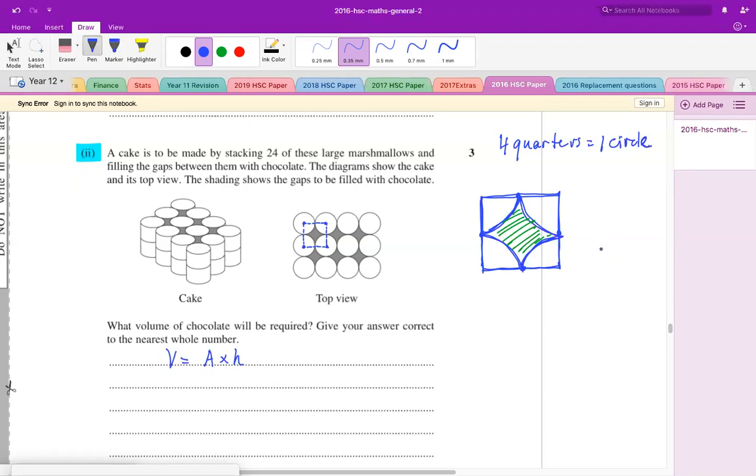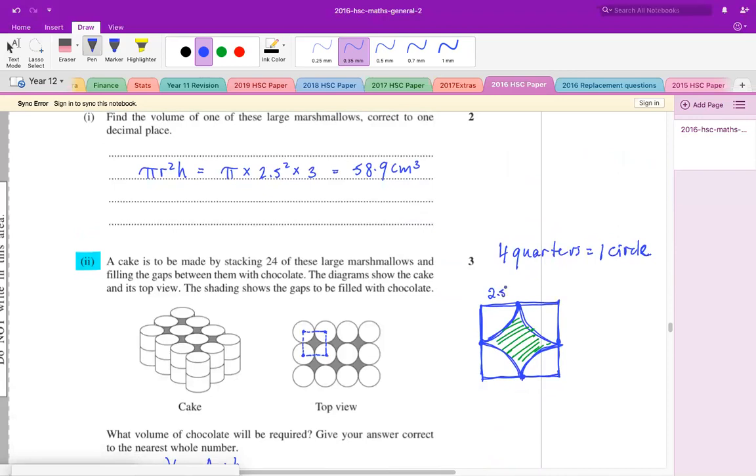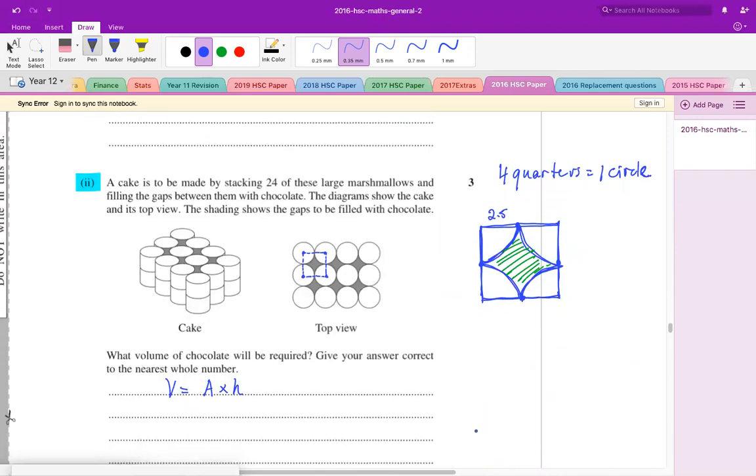And they're 4 of the same quarters because they're part of the same circle. So what's the radius of each circle? It's 2.5. So that means to find the area of this shaded area, I do the square, so the area of the square minus the area of a circle, because this circle is made up of 4 quarters, and these 4 quarters are exactly from these corners. So for the square, you have 2.5, another 2.5.